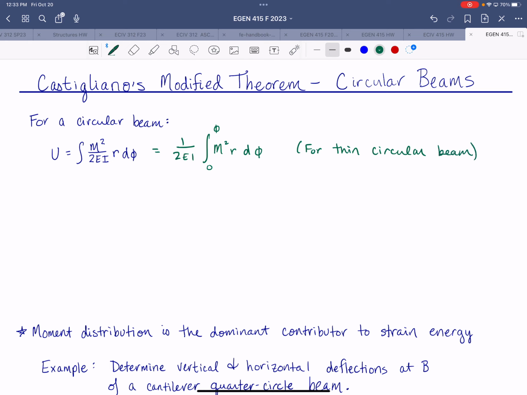All right, so for a thin circular beam, you would assume that the variable radius r is equal to capital R. So it's not going to make much of a difference. We can just take it as the centroidal radius.